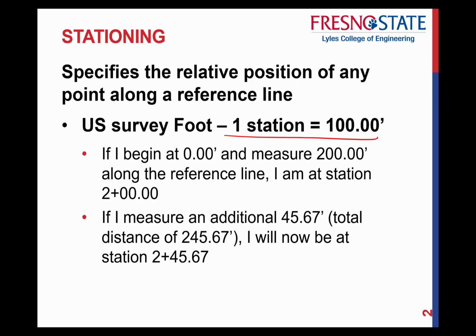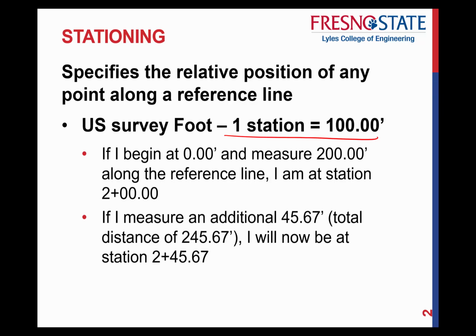Okay, now the question would be, if I measure an additional 45.67 feet, so we've got a total of 245.67 feet, now I'm at station 2 plus 45.67. So that's just a matter of understanding how stationing works and how we talk about it.